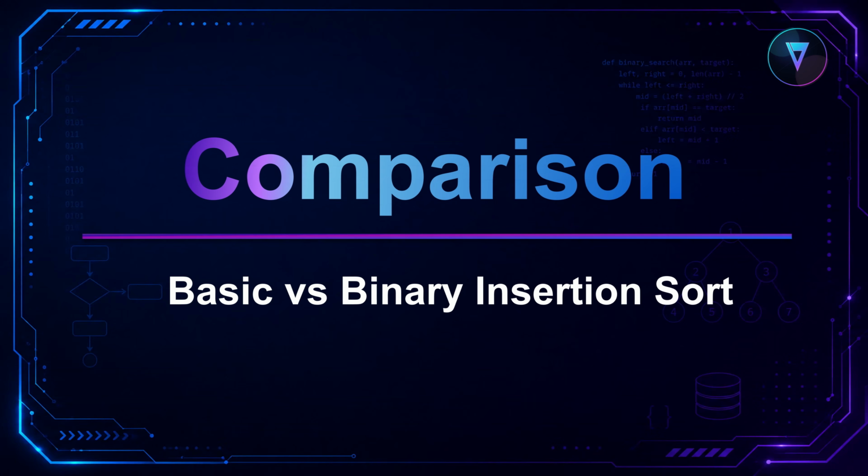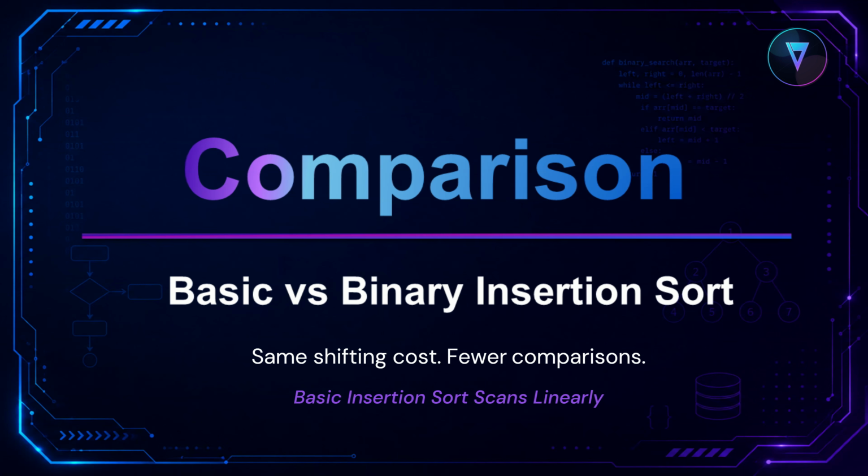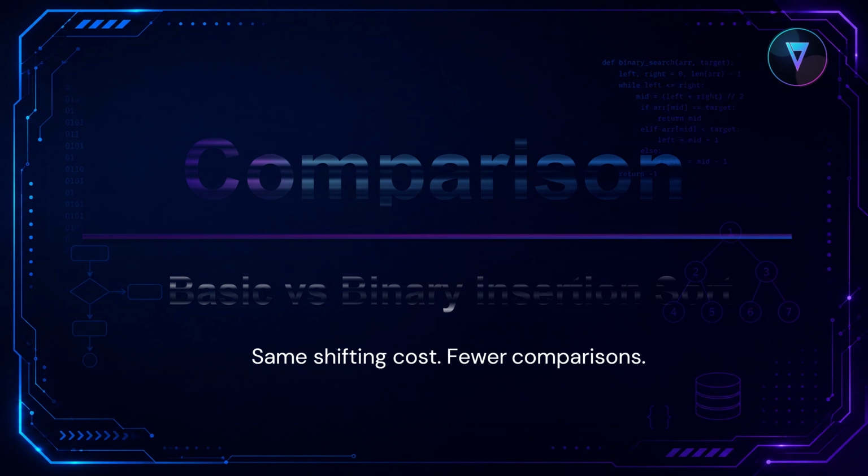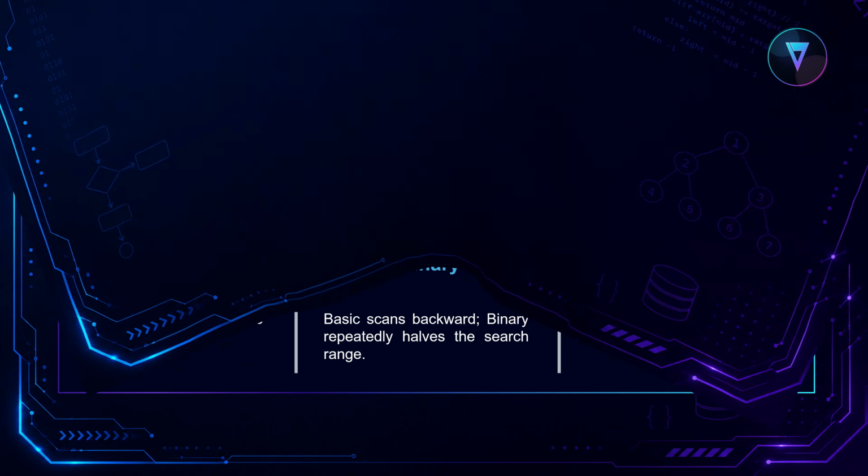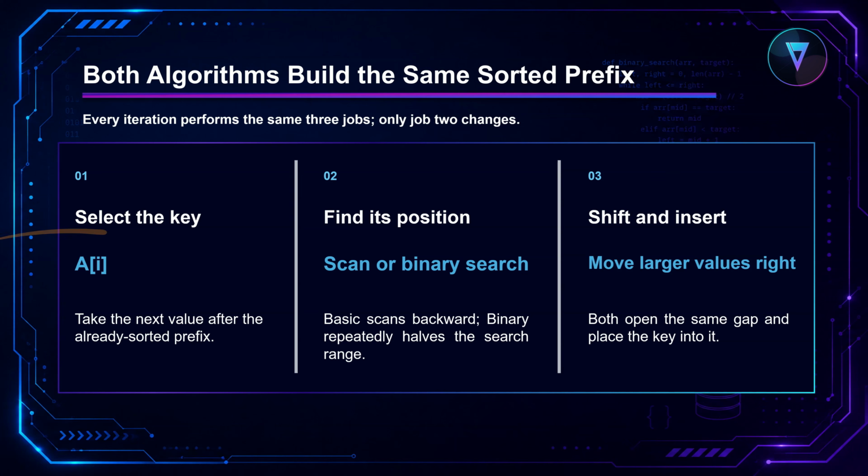Both algorithms are called insertion sort. What actually changes between them? They insert and shift elements in the same way. The difference is how they search for the insertion position. Basic insertion sort scans linearly, while binary insertion sort uses binary search. Both algorithms maintain a sorted prefix, select the next key, create a gap, and insert the key. So their element movement step is identical. Exactly. Only the position search changes.